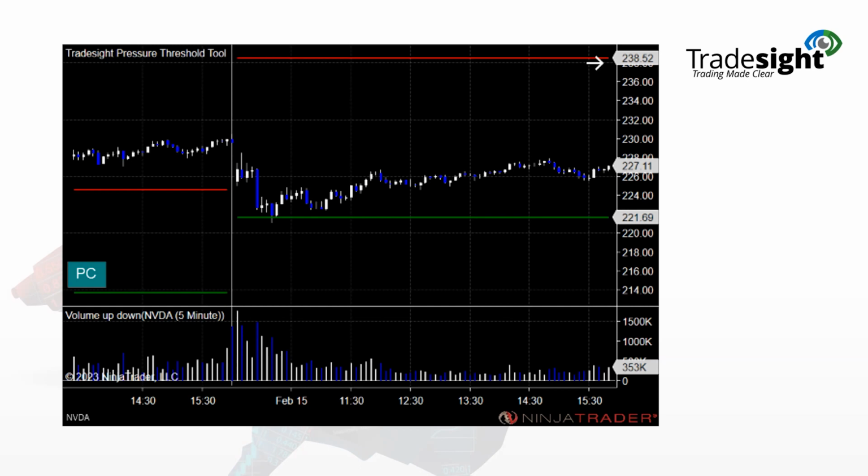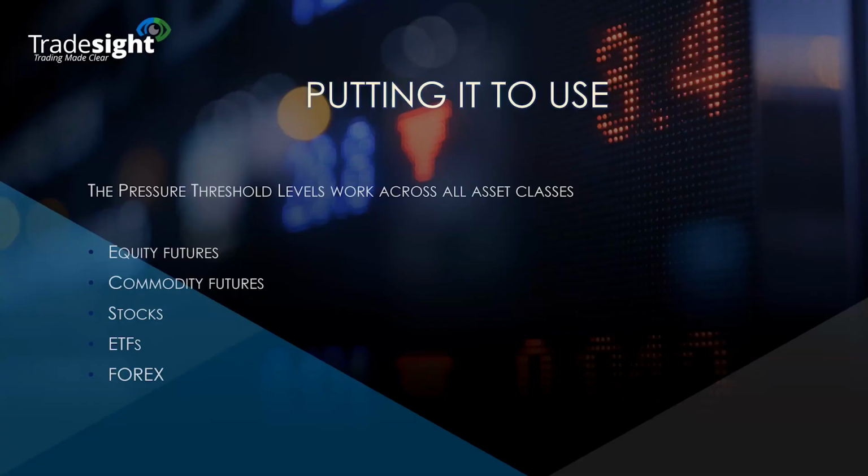Now, there are going to be important meanings as we get further into this about what happens if you break them or get past them. There are different ways to use the tool, but at the end of the day, that is the common goal. The pressure threshold levels, like I said, work across all asset classes. We use them in the futures market for equity futures and commodity futures. Crude oil today, for example, had great use of it. Individual stocks have them, ETFs you can use them on, and Forex as well.